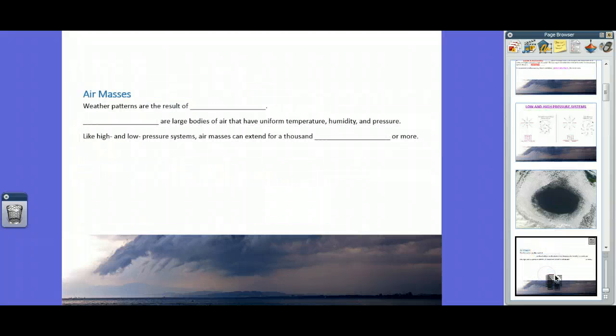Okay, so air masses. Weather patterns are the result of air masses. And essentially, air masses are large bodies of air that have uniform temperature, humidity, and pressure. So whenever you hear your weatherman on the television say, high pressure is going to be moving in for the next 3 days, what that is, is a big area. It's an air mass of equal temperature, pressure, and humidity. Like high and low pressure systems, air masses can extend for 1,000 kilometers or more.